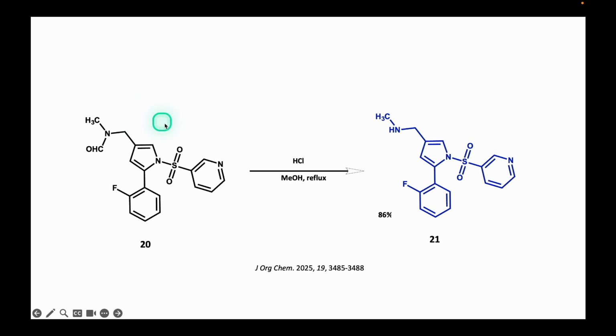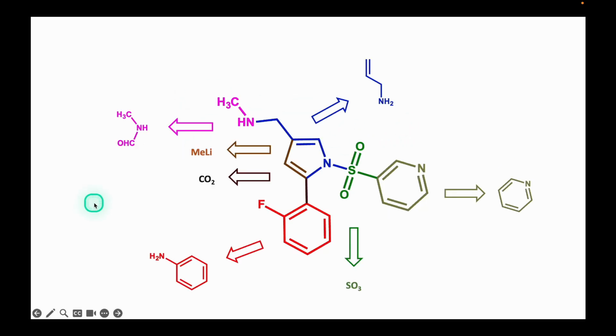Finally, all that remains is to deprotect the secondary amino group present in the final product by acid treatment of 20 to obtain it with an 86% yield. In summary, here are the main raw materials and their structural contribution.